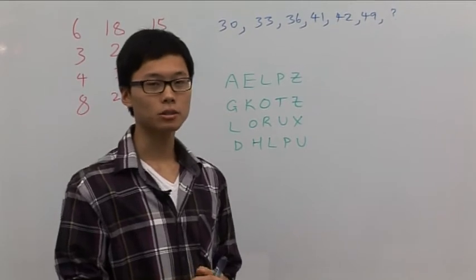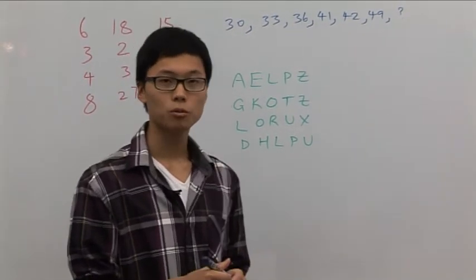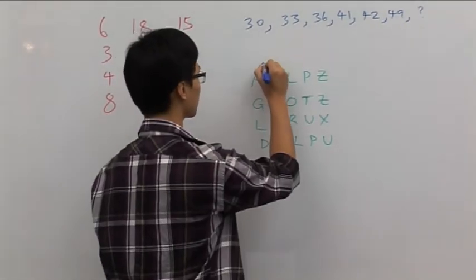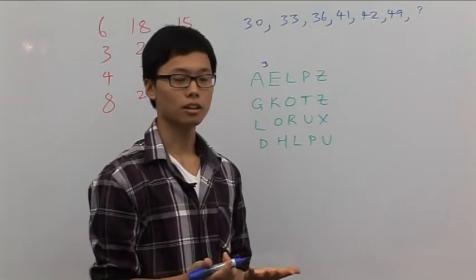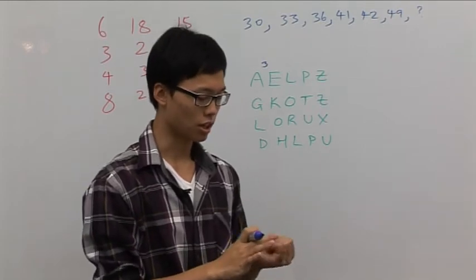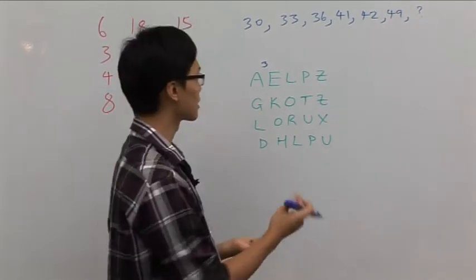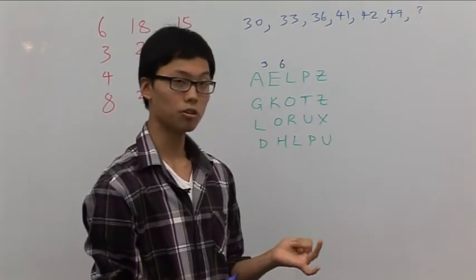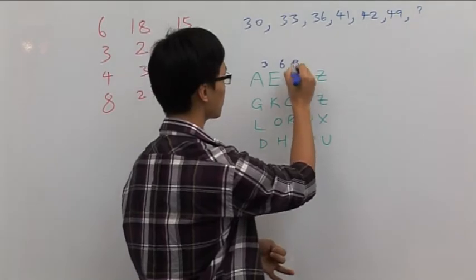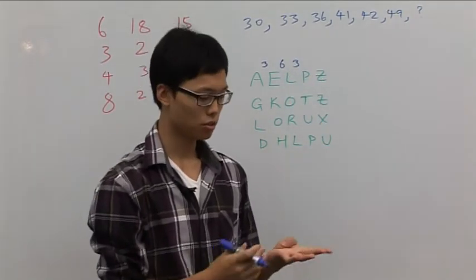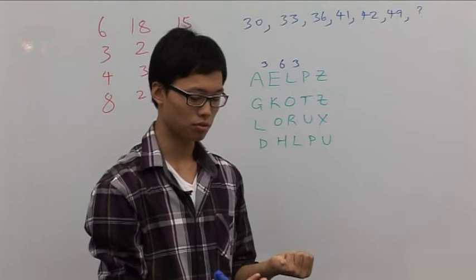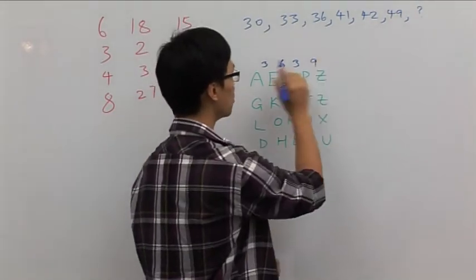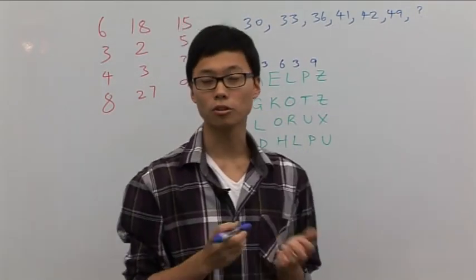From A to E, we skip the letters B, C, D, which is 3, and that is a multiple of 3. From E to L, we have to go F, G, H, I, J, K, which is in fact 6. From L to P, M, N, O, so that's just 3. And from P to Z, Q, R, S, T, U, V, W, X, Y. So that is 9. Now, all of these differences are a multiple of 3.